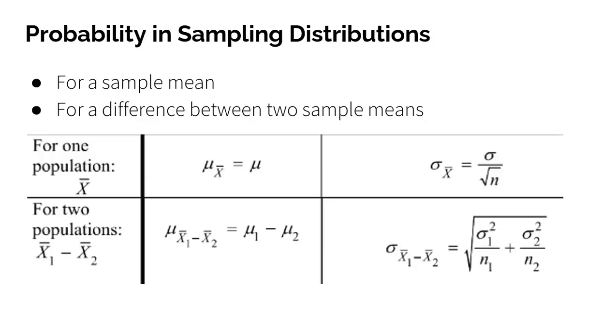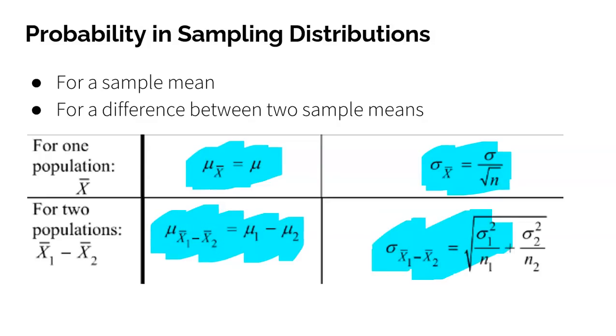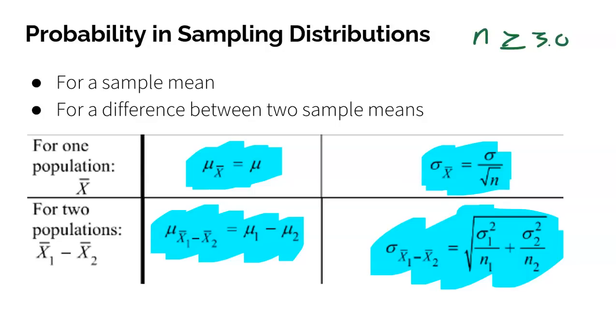Here is for a single sample mean. There's the mean, there's the standard deviation. For the difference between two, here's the mean, here's the standard deviation formula. Again, this is right off the AP Stats formula sheet. Now, once again, sampling distributions are normal. But when you're working with means, how do I know for sure I'm normal? Well, if your sample size is 30 or greater, you're definitely going to have a normal sampling distribution, which is awesome because that means I could use z-scores. It means I could use normal CDF.